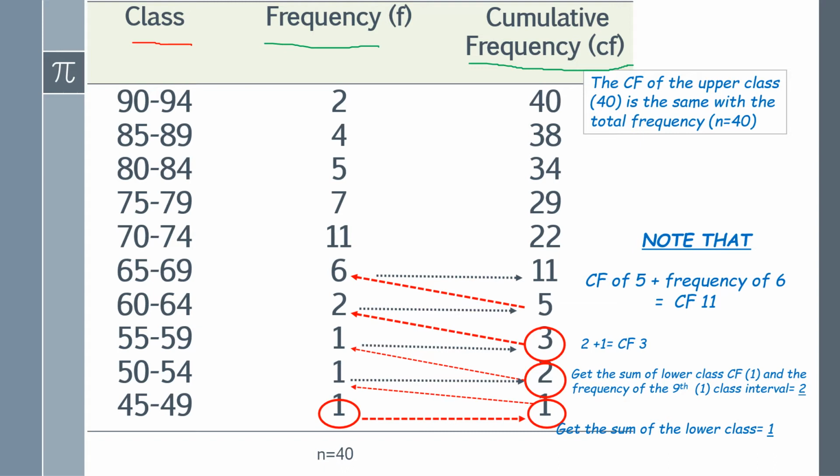Okay, so on the upper class, 90 to 94, dalawa. 85 to 89, apat. 80 to 84, 5. 75 to 79, 7. Okay? So, kung bibilangin natin, ilang classes ba to? We have 1, 2, 3, 4, 5, 6, 7, 8, 9, and 10. We have 10 classes in total.